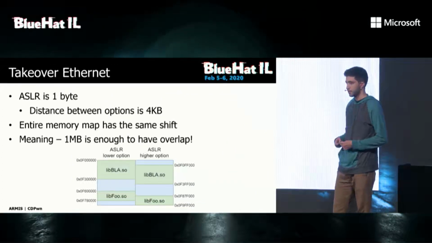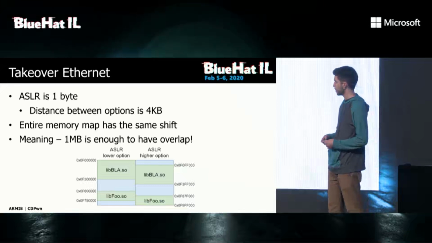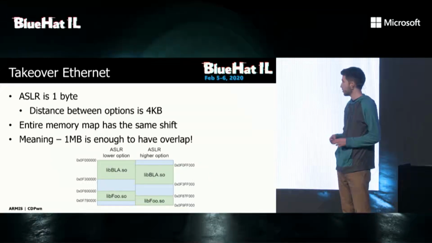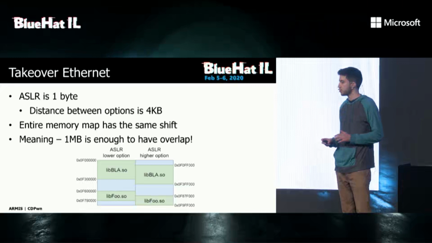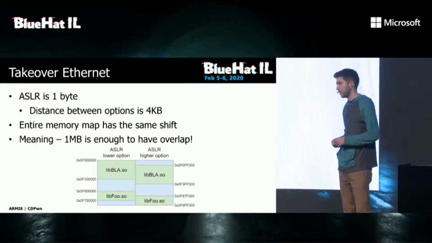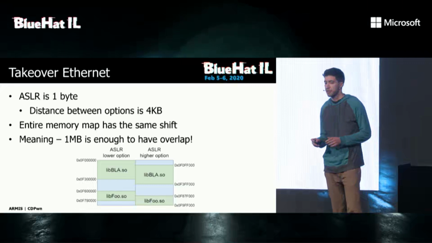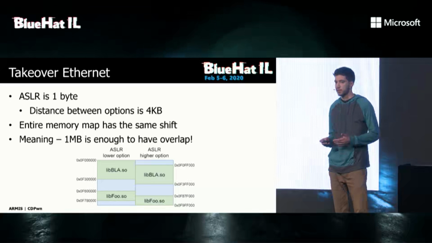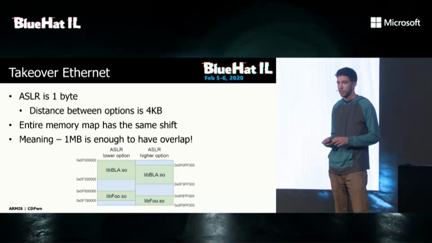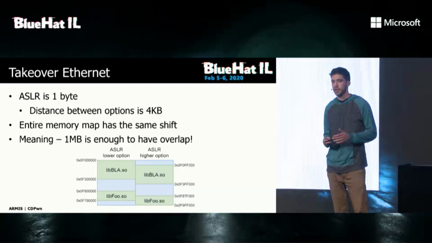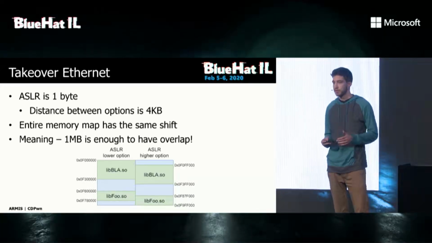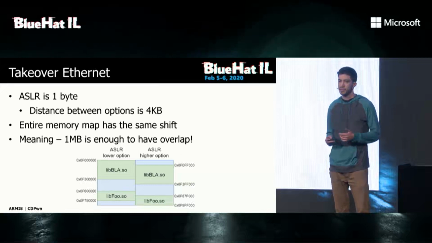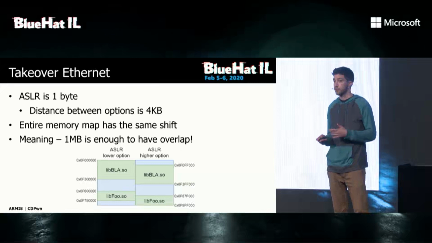As I said, there is ASLR, and the system is 32-bit, but the ASLR is only 1 byte. It's somewhere in the middle of the address, so the distance between each ASLR option is only 4 kilobytes, and the entire memory map is shifted with the same offset, meaning all the libraries are being shifted with the same offset. So if you put the numbers together, every library with 1 megabyte of text section is going to have overlap between the options of the ASLR. So the same addresses can be found to be mapped to code.